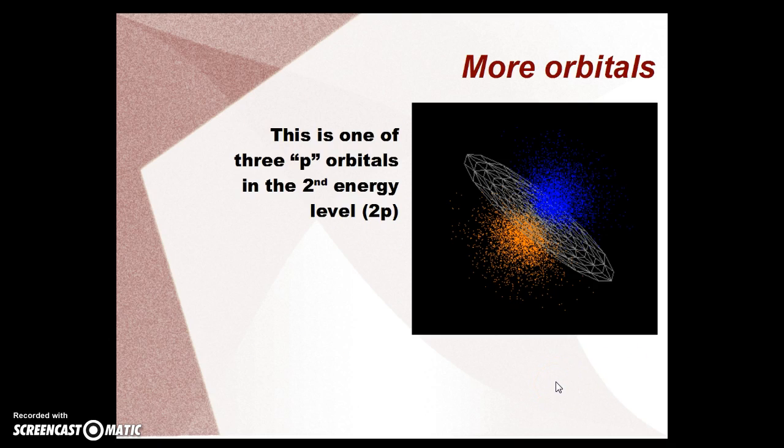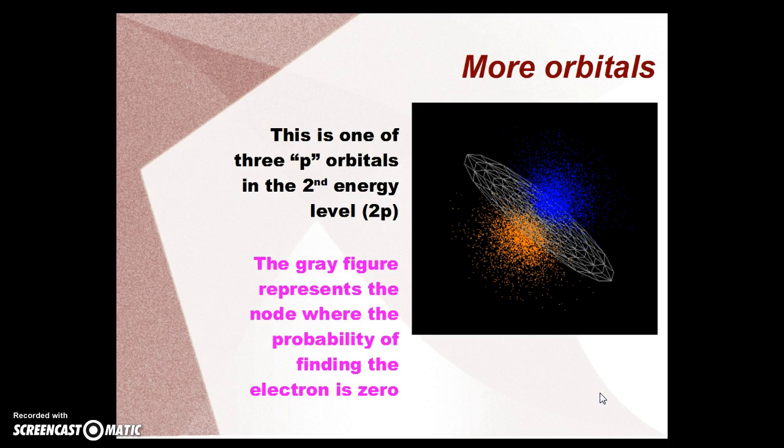There are more orbitals. In fact, every atom has all the orbitals available to it, although many of them may not be filled or even occupied with electrons. This is one of the 3 p orbitals in the second energy level. So n is 2, and for those of you who understand quantum numbers, L in this case is going to be 1. The gray figure represents the node, the asymptote where the probability of finding the electron is 0.